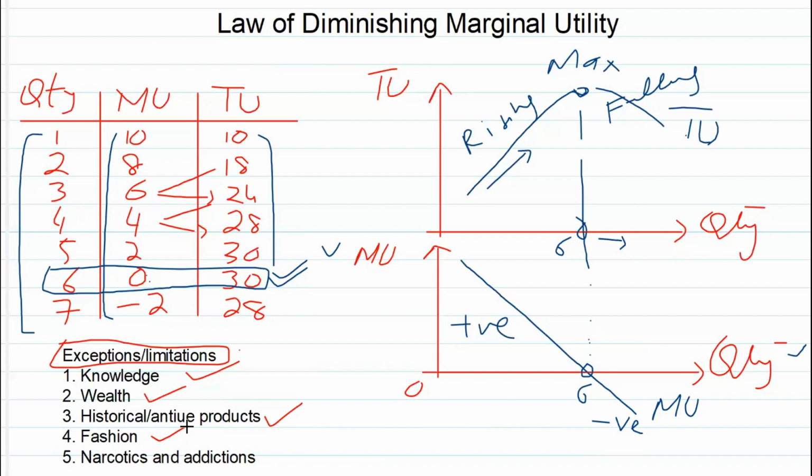And the last thing is narcotics or addictions. The person who has an addiction to narcotics feels more satisfied, or he gets more utility by consuming more units of such goods. So the marginal utility of these goods increases with each extra unit consumed. For example, wine, heroin, cigarettes, and other drugs. The more the person uses such goods, the more urge he has for them.